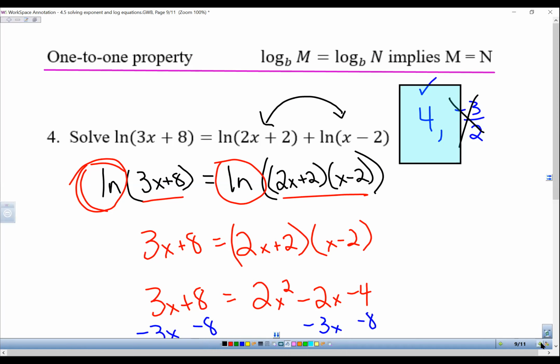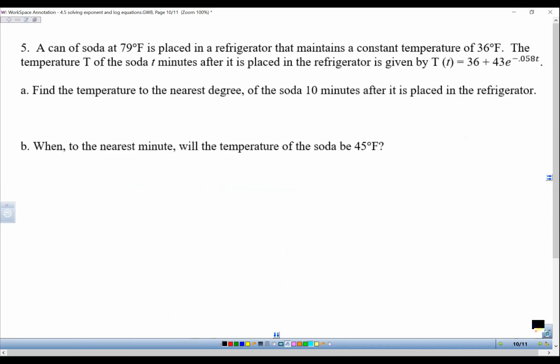All right, we're going to look at a couple word problems. So this first one is a can of soda placed in a refrigerator maintains a constant temperature of 36 degrees. Here's the equation that tells you the temperature of the soda. And they want to know what is the temperature to the nearest degree after 10 minutes. So T is the temperature, and the lowercase t represents the time, and they're asking for it in minutes. So make sure your units match minutes and minutes.